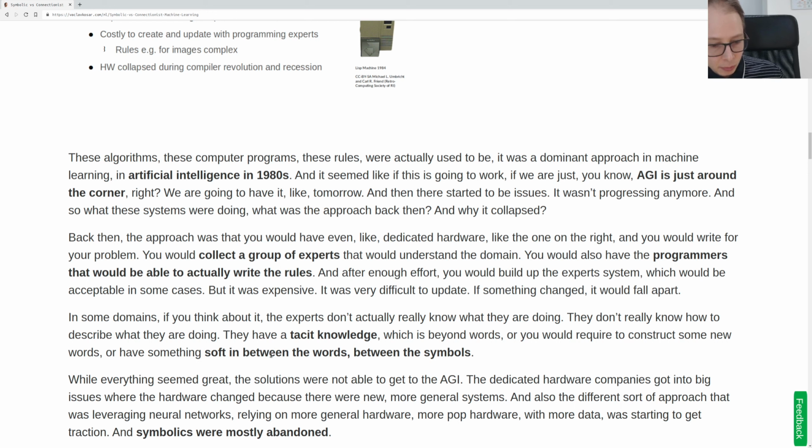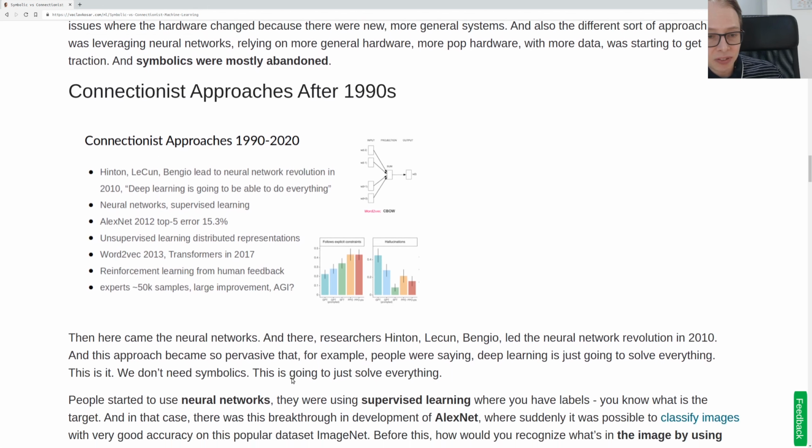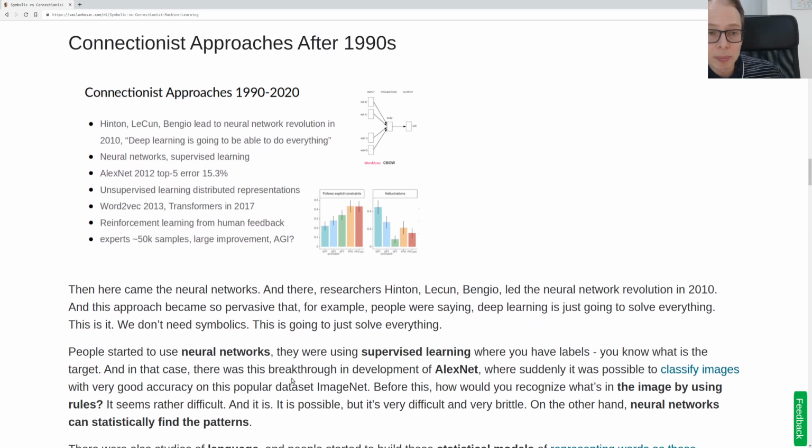And we were not able to get to AGI because, for example, some of the rules were very hard to do. The combination of programmers and experts together was very expensive. The hardware was expensive, and there were approaches that started to get traction, and symbolics were mostly abandoned.